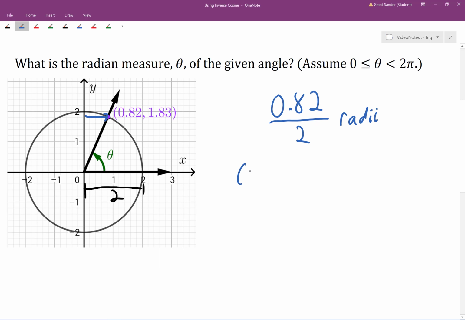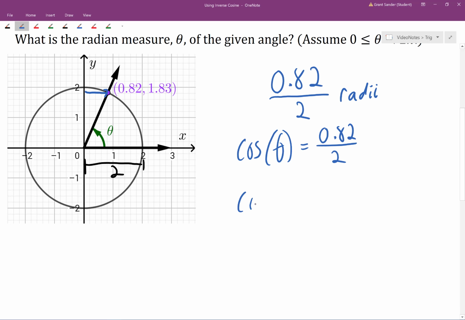So we could say that cosine of theta, which gives us the terminal point's distance to the right of the center of the circle in radii, will give us 0.82 divided by 2. Then cosine inverse, the inverse cosine function, should take that number of radii as an input, and it should output the value of theta. So we should get theta out of that computation.